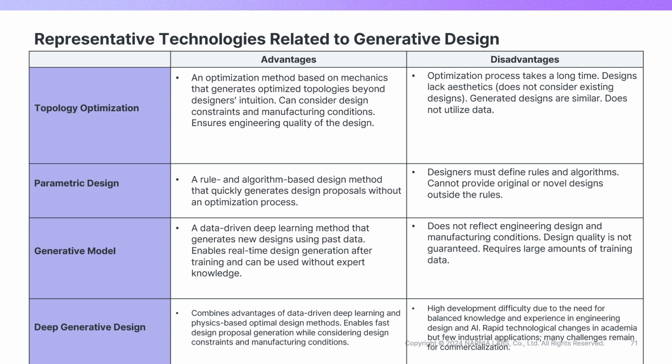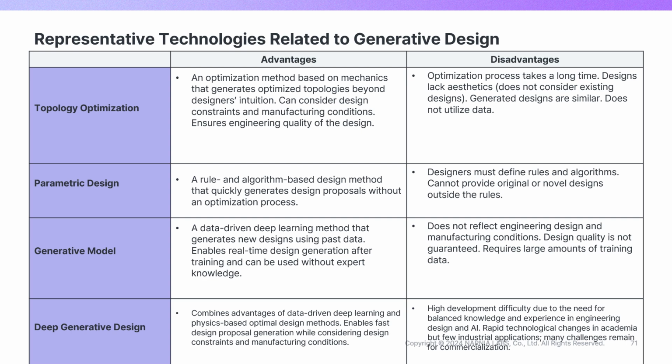However, the downside is that since these have been used mainly in the fields of deep learning and computer science, they do not reflect engineering design requirements or manufacturing conditions. And since the generation is done randomly, the quality of the designs cannot be guaranteed. Sometimes you get good designs, and other times you may get poor ones. It also requires a large amount of training data.